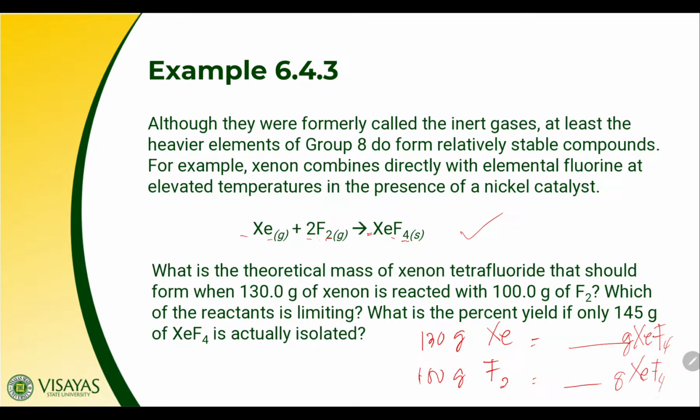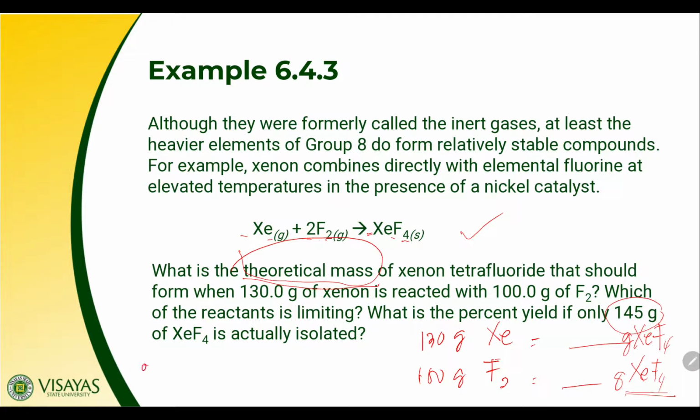Xenon tetrafluoride. Okay, so we compare which one has the less amount that is formed, no? And that amount will be our theoretical mass. The reactant which produced the lesser amount of this xenon tetrafluoride is our limiting reactant, and the amount formed using that limiting reactant is our theoretical mass. Okay, so what is the percent yield if only 145 grams of xenon tetrafluoride is actually isolated?